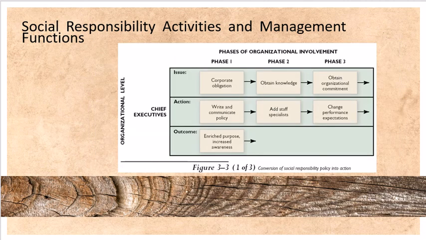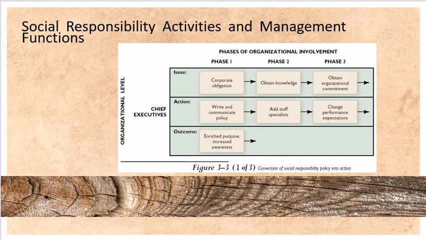So we have the figure 3-3, the conversion of social responsibility policy into action. So by the given phase 1, phase 2, and phase 3, you will encounter the chief executive or under the organizational level. So they have the issue, what are the issues for phase 1, phase 2, and phase 3, what will be the action taken by the managers, and what will be the outcome, no? So based on the given table, phase 1 is the corporate obligation, phase 2 is to obtain knowledge, and phase 3 is to obtain organizational commitment.